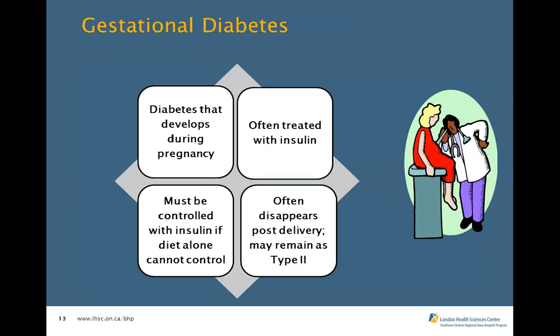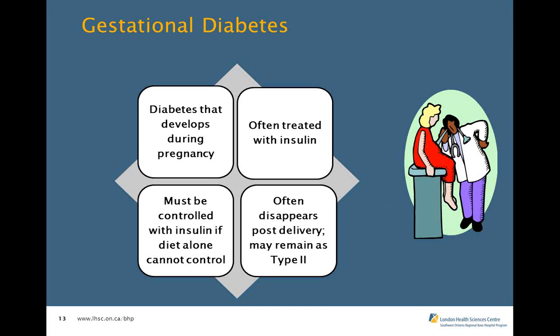So, which brings us to, it's not really a type, but it's a condition that some people end up in, gestational diabetes. So, it only happens with females. It develops during pregnancy. It's often treated with insulin. Usually it disappears post-delivery. It may remain on as type 2, and sometimes it will require a little bit of insulin after the fact, just to keep their homeostasis in check with their sugar and their insulin levels.